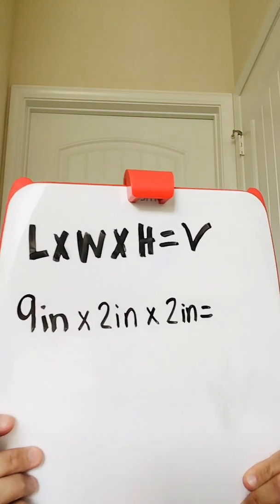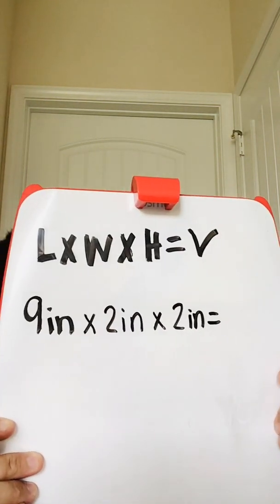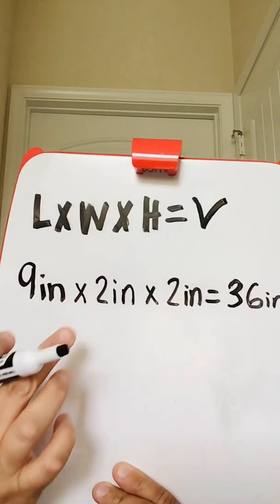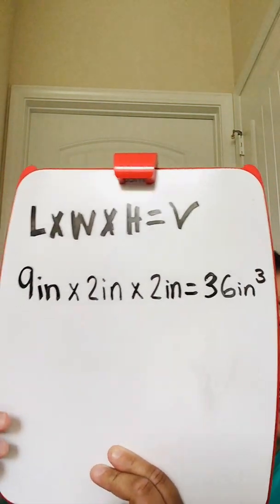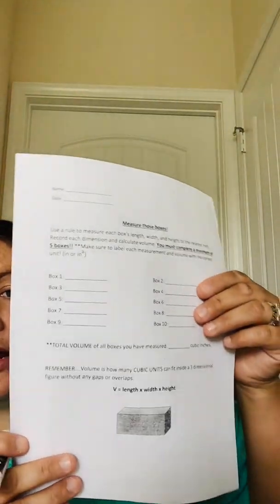9 times 2 is 18, and 18 times 2 is 36. So we have 36 inches cubed to that third power. Since I have 3 inches, inches 1, inch 2, inch 3, we're going to put it with a power of 3. So my volume for my second box is 36 inches cubed. So I would put that on my sheet for box number 2.